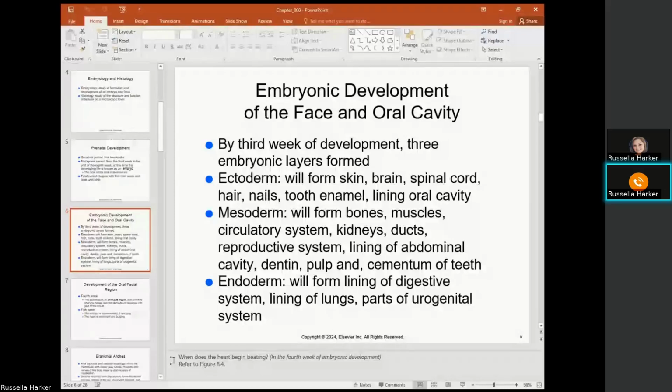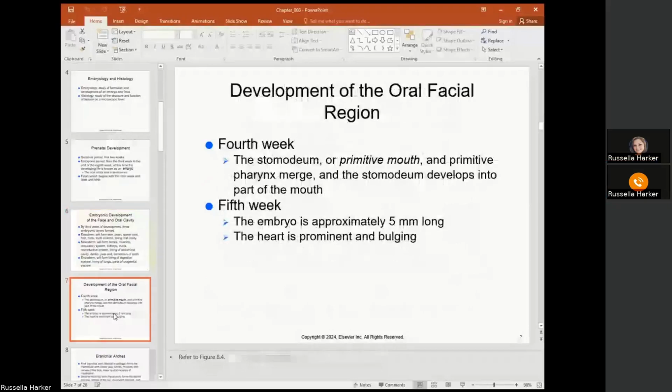The endoderm layer will form the lining of the digestive system, lining of the lungs, and parts of the urogenital system. In the 4th week of embryonic development, the heart begins beating. In the 4th week, the stomodeum, or the primitive mouth, and the primitive pharynx emerge, and the stomodeum develops into part of the mouth. By the 5th week, the embryo is approximately 5 millimeters long, and the heart is prominent and bulging.